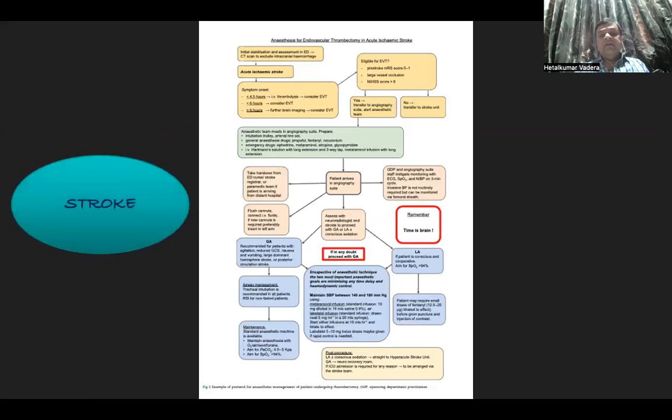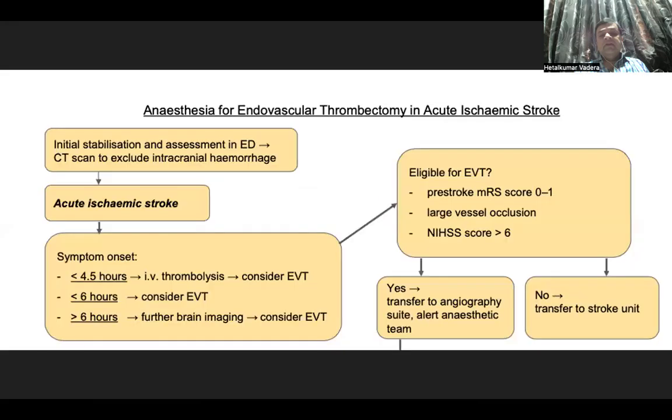Stroke, again, this is a big topic, but we will look at it briefly. How should we treat the patient? So when patient comes to the emergency department, we should stabilize the patient, assess the patient. We should send the patient for CT scan as early as possible, and we should rule out the intracranial hemorrhage. It can be ICH or it can be tumor bleed. If it is there, we should look to treat it.